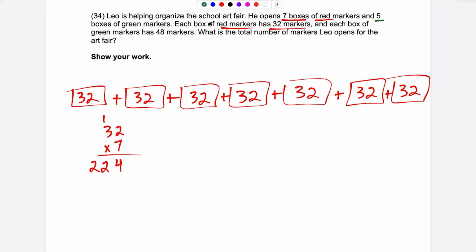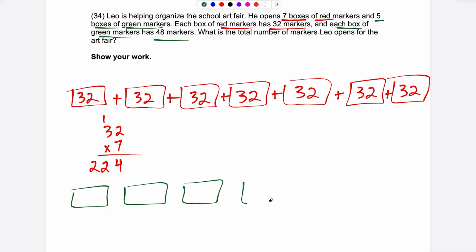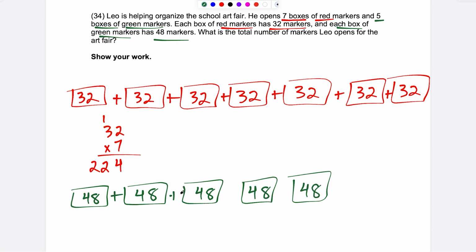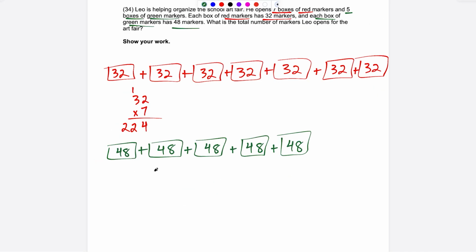Well, we were told that there are 5 boxes of green markers, and each box of green markers has 48 markers. So once again, we could just draw it out like this and add everything up. So I could draw out 5 boxes. And we know here that there are 48 markers in each of the 5 boxes. And from here, what we could do is we could take these 48s and we could add them all together. Okay, but the faster way to do this would be to multiply 48 times 5. So let's just multiply this out. We have 48 times 5.